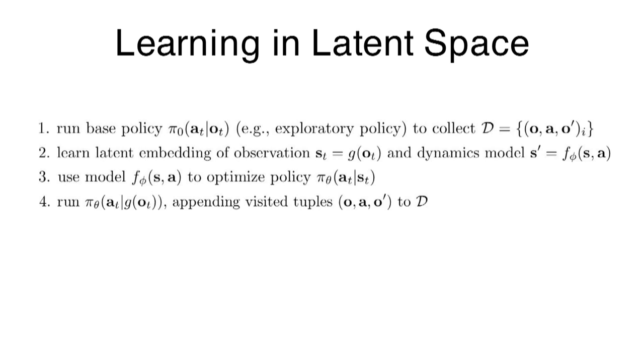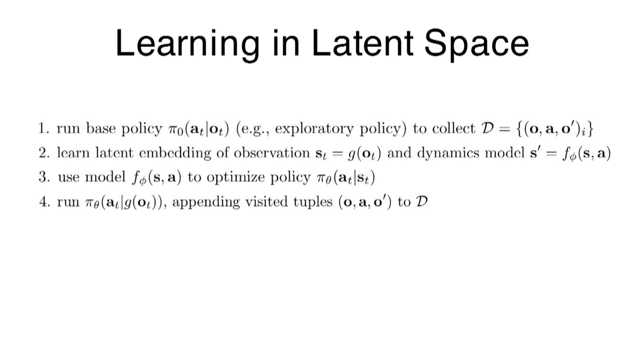This is generally what the algorithm looks like. First, we run our base policy to get data, then learn a latent embedding using that data that maps from O to S, and learn a dynamics model on our latent space, S prime equals F of S, A. Then we use that model to optimize our policy, run our new policy, append our visited tuples, and repeat.